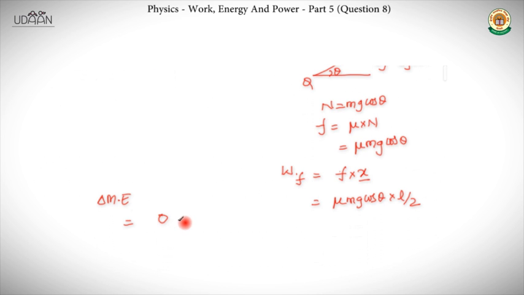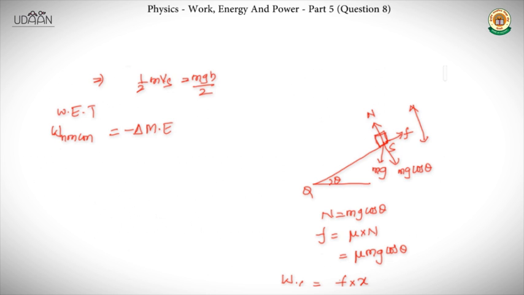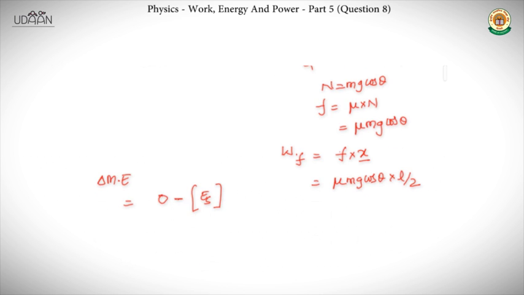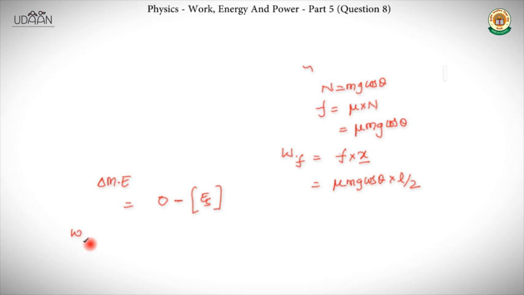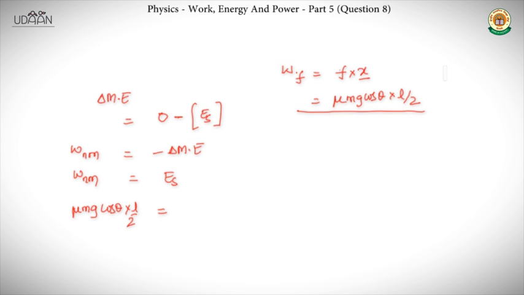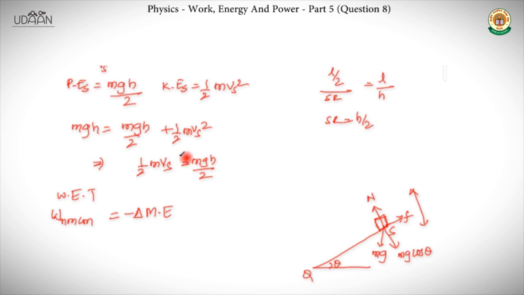And this is equal to 0 minus the energy at position S. Let us say this is ES. So the work done by the non-conservative force is equal to negative of delta ME, which will be equal to ES. We got the work done by the non-conservative force is equal to mu mg cos theta into L by 2, and at ES we have the equations here.